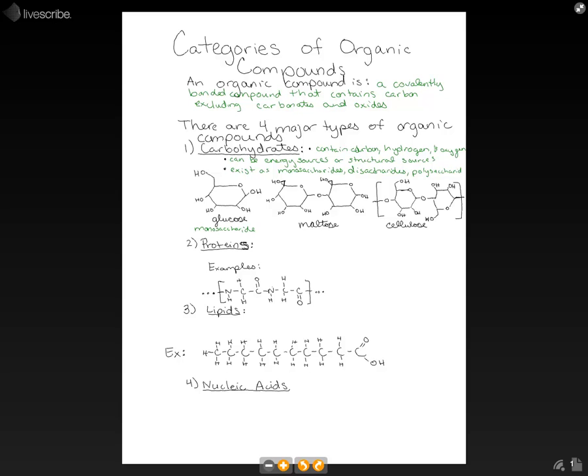Maltose consists of two units, two meaning di. So that's a disaccharide. And as you can see, there's two glucose units in one maltose. And now we have cellulose, which is known for its structural support in plants and cell walls. And it is a polysaccharide. Here we have shown two of the units, but this would just repeat over and over. So it's a polysaccharide.